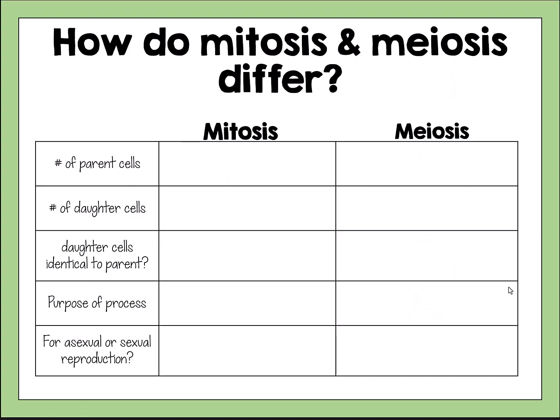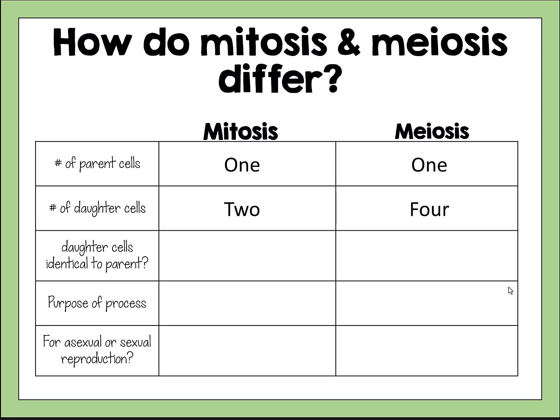So how do mitosis and meiosis differ? Well, first of all, if we start with one parent cell in mitosis and one parent cell in meiosis, we will come up with a different number of daughter cells for these two processes. So mitosis starts with one parent cell and ends with 2 daughter cells. It only has one process of cell division. The cell divides one time. Meiosis begins with one parent cell and ends with 4 daughter cells because the cells go through 2 periods of division.